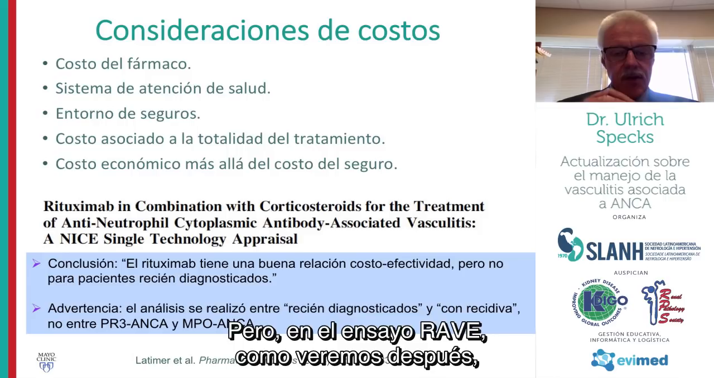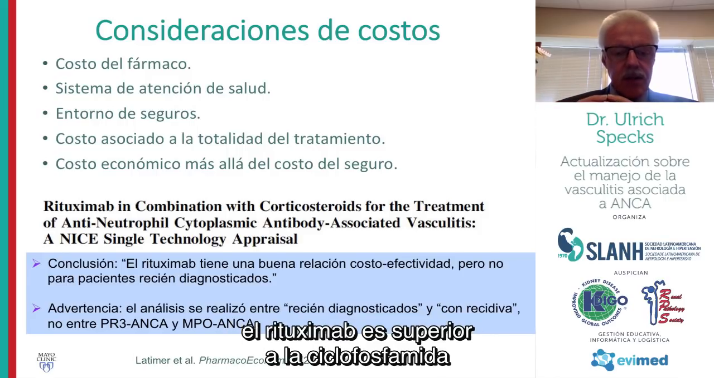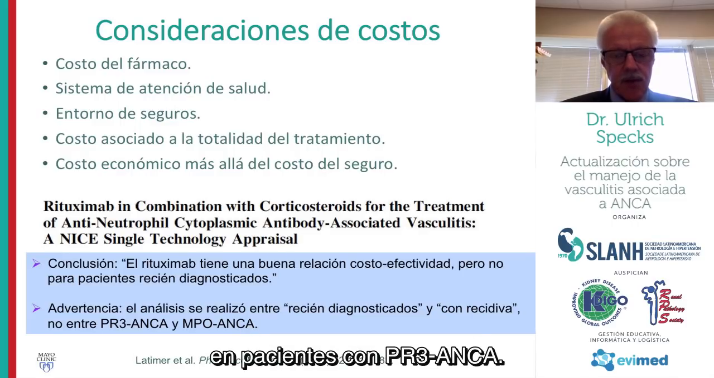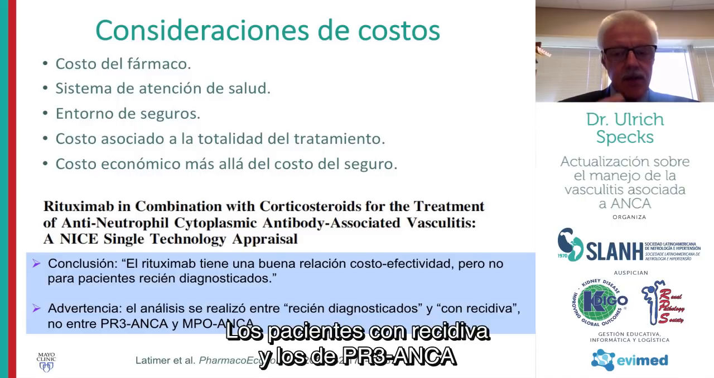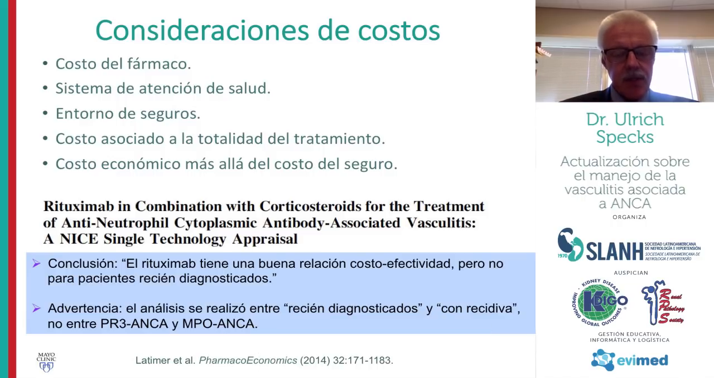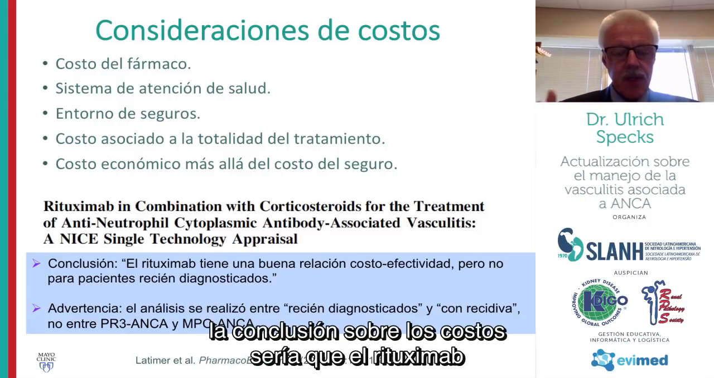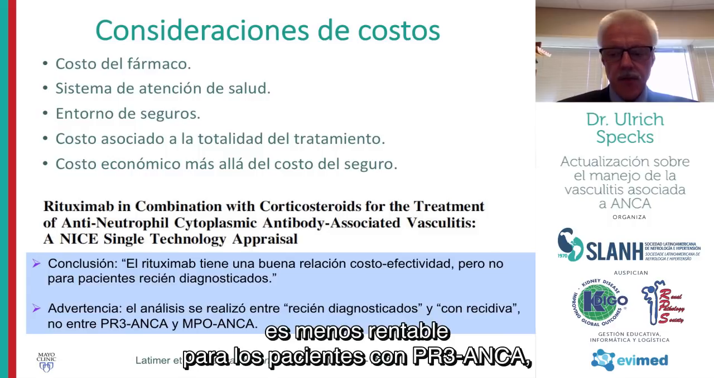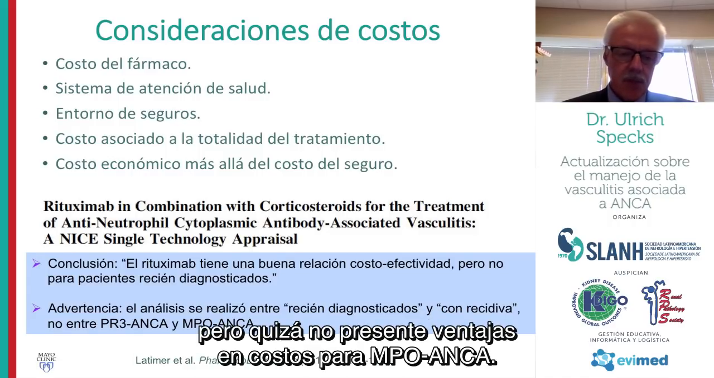However, since in the RAVE trial, as I'll show you later, rituximab has been shown superior to cyclophosphamide in efficacy for patients with PR3 ANCA also, and the relapsing patients and the PR3 ANCA patients largely overlap, one could also extrapolate that had the analysis been based on PR3 ANCA versus MPO ANCA, the conclusion from this cost consideration study would also be that rituximab is probably cost effective for PR3 ANCA patients, whereas it may not be cost advantageous for patients with MPO ANCA.